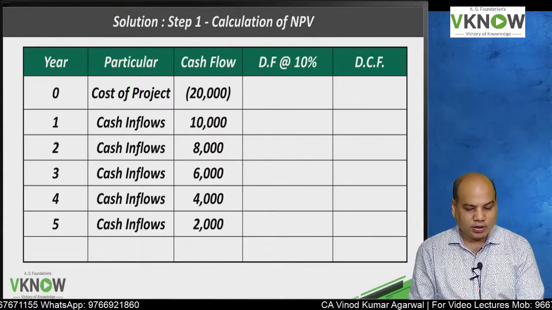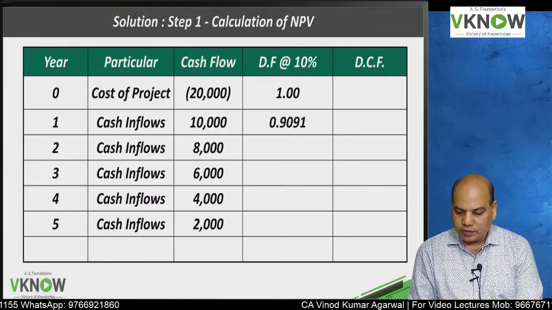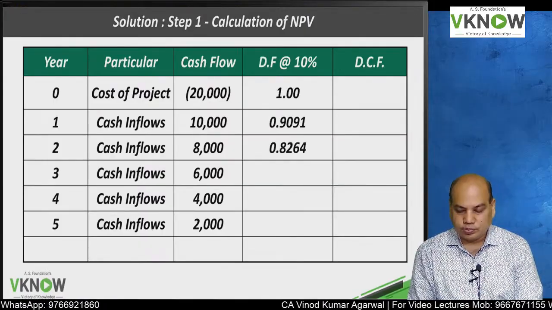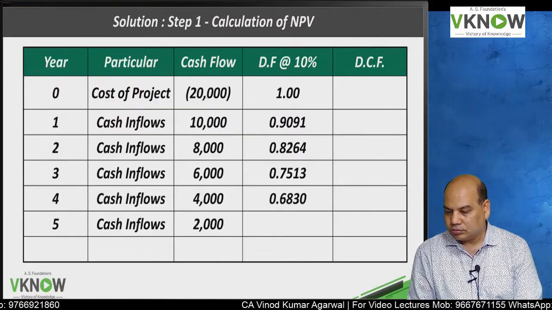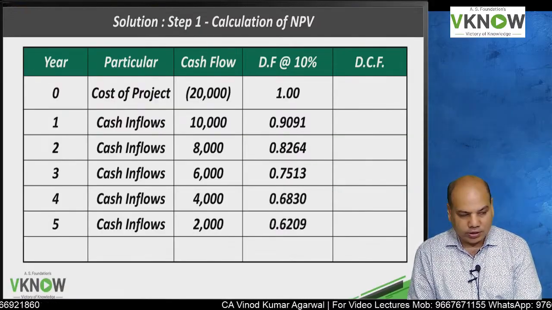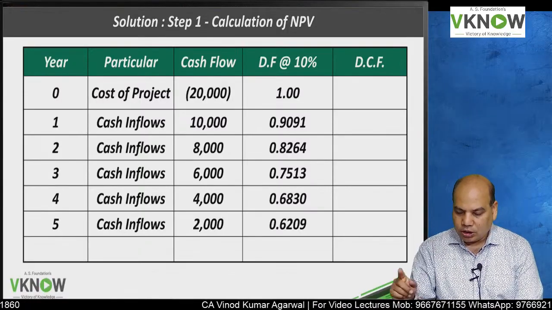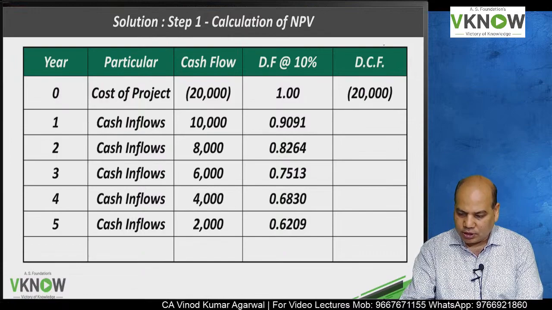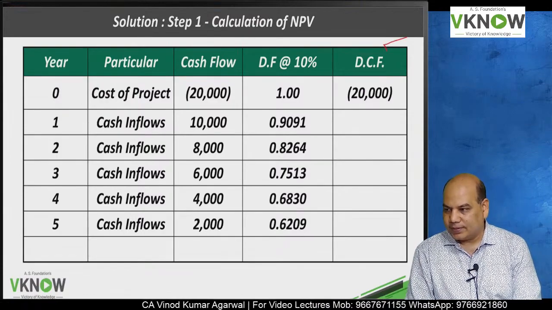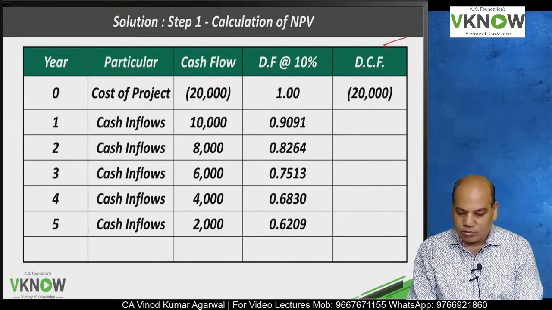Please write the factor 1 divided by 1.10: 0.9091, 0.8264, 0.7513, 0.6830, 0.6209. If you want, you can directly calculate the present value. That is also okay.